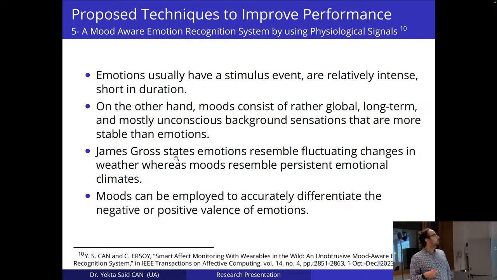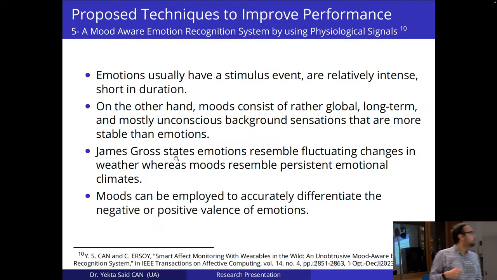We also developed a mood-aware emotion recognition system. Emotions usually have a stimulus event, are relatively intense and short in duration. On the other hand, moods consist of long-term sensations that are more stable than emotions. A famous psychologist, James Gross, likens emotions to fluctuating changes in weather, whereas moods resemble persistent emotional climates. So moods can be employed to accurately differentiate the negative and positive valence of emotions.